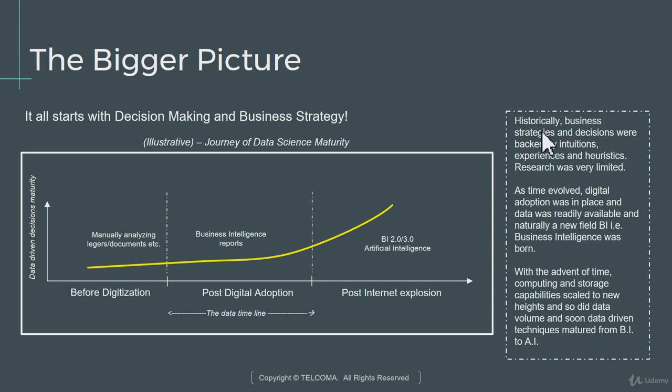We'll try to illustrate this entire concept in this simple graph. The y-axis over here is an indicator of data-driven decisions maturity. What is the maturity of data-driven decisions? And the x-axis is a timeline till the present day. So before digitization can be termed as, let's say, 1900 to 1960 or 1970. 1970 was the time when digital adoption slowly came into existence.